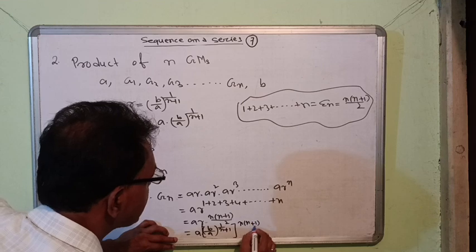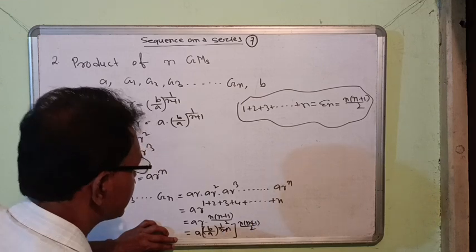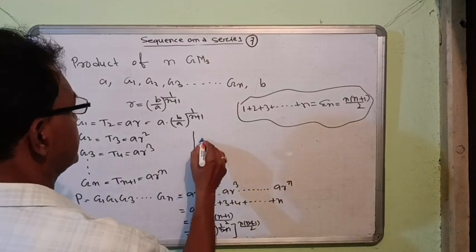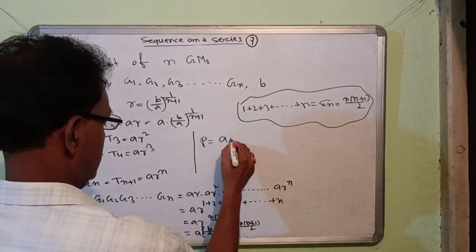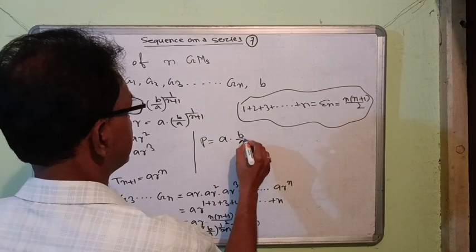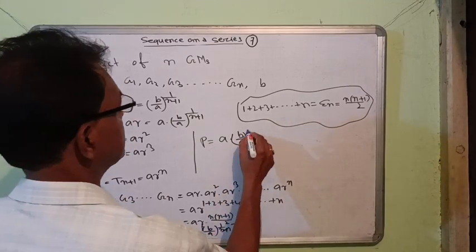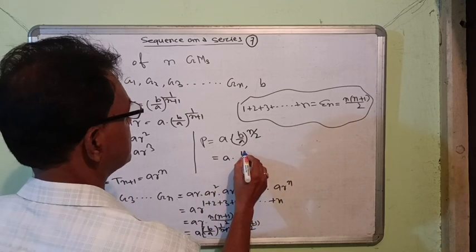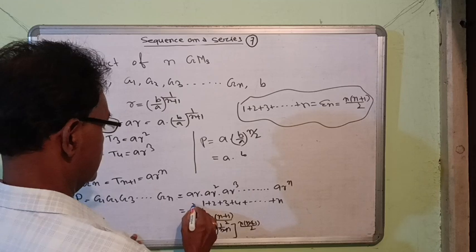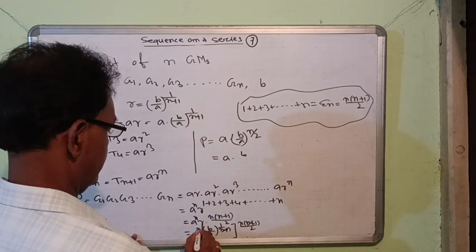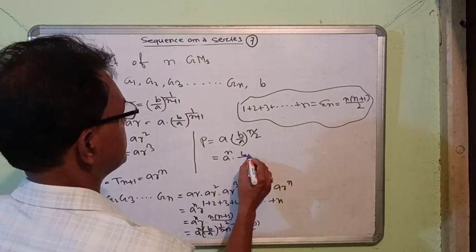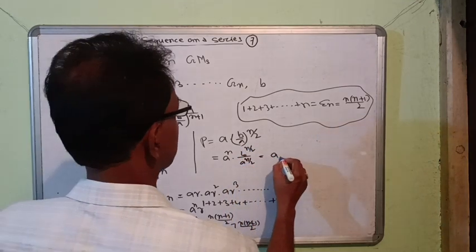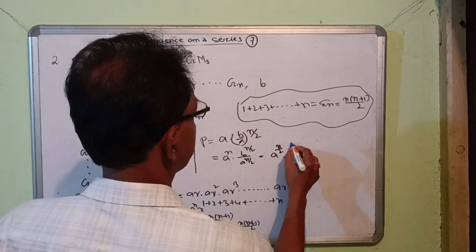N plus 1 by 2. These are cancelled. Therefore, we get P equal to what? We get (A into B by A) whole to the power n by 2. This equals A to the power n into B to the power n, that is n, A to the power n, B to the power n by 2 into A to the power n by 2. This equals A to the power n by 2 into B to the power n by 2.